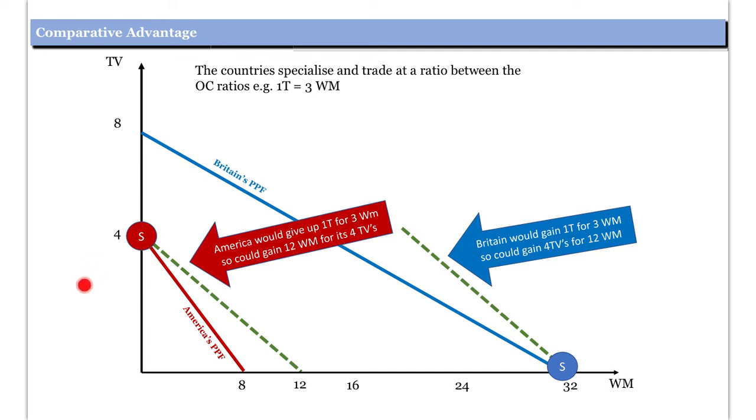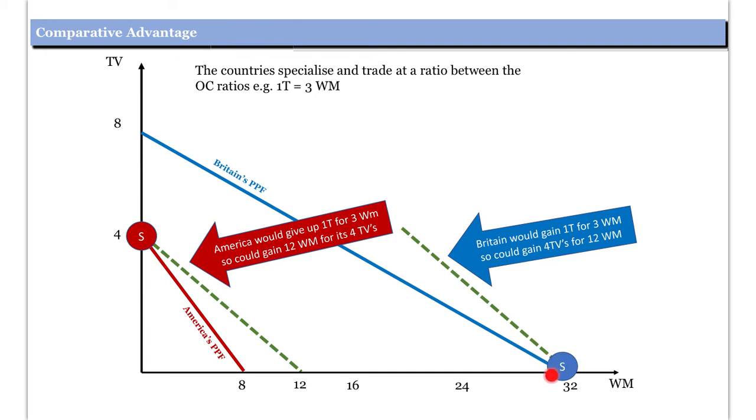So you simply start with a specialization here, and you need to explain that. Then you say America would trade at a ratio of this, 1 to 3, beyond their PPF. That ratio is then parallel to this ratio. So that is the terms of trade ratio. These two lines have to be parallel with each other. That's the 1 to 3 ratio of televisions to washing machines.